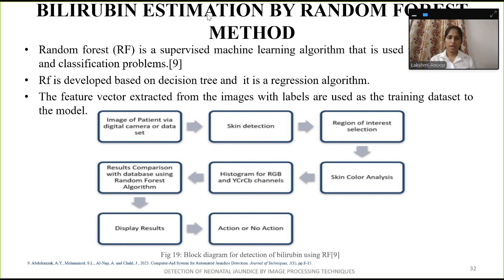Here, as we can see from the image block diagram, first we will obtain the images of the baby, and through the skin detection method, which includes region of interest selection and skin color analysis, we perform color space transformation, and then it goes to the histogram for RGB and YCrCb channels. The results obtained from these histograms are then taken to the random forest algorithm for comparison with the database or the data sets, and then it will display the result which predicts whether the infant is jaundiced or not.